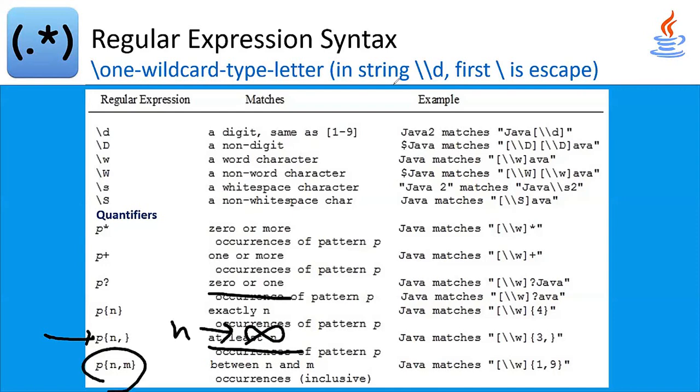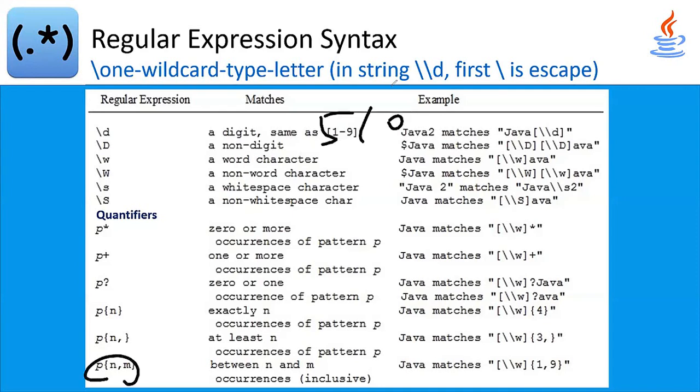Or N comma M, I'm sorry. N M means N times to M times. So, okay, this is quite often used. For example, area code 510, it should be a backslash D, right? And then 3 times. Sure, area code only 3 times. Is that okay? Yeah. So area code can be written down like this. It's pretty simple. Okay. So these are the regular expressions.